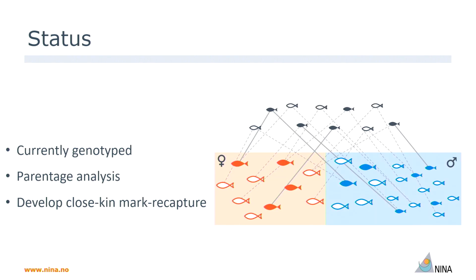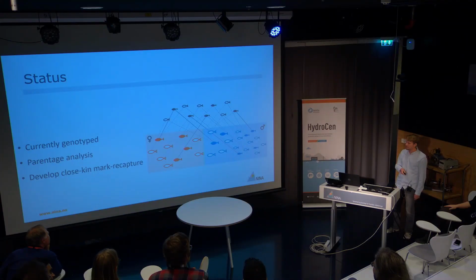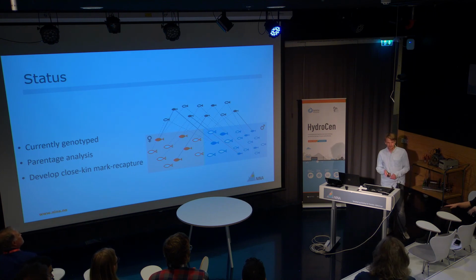So that's basically where we are right now. We are genotyping the samples, and when we get them back, we can do parentage analysis to check how many parent-offspring pairs there are, and can then work on the statistical methods to use close-kin mark recapture. Thank you.